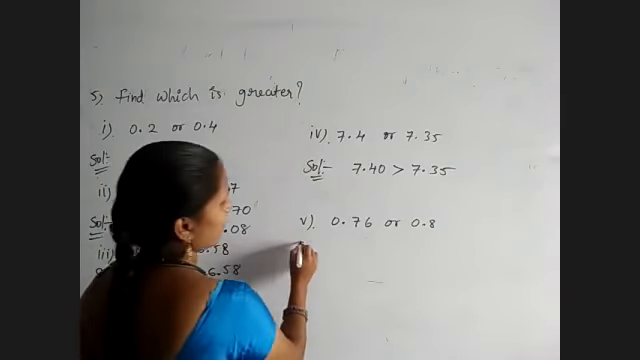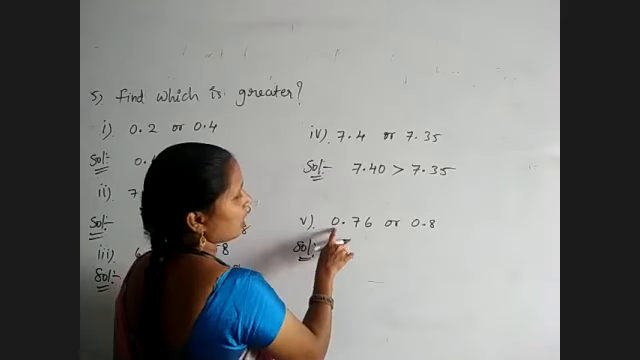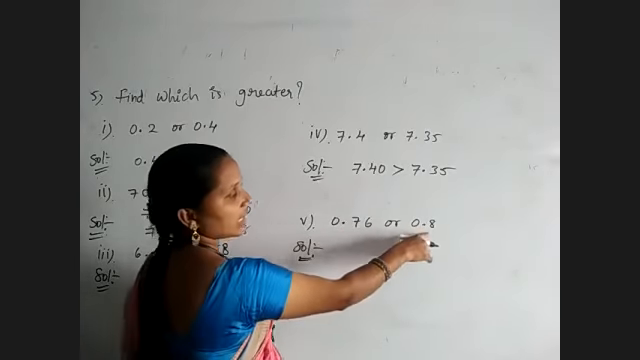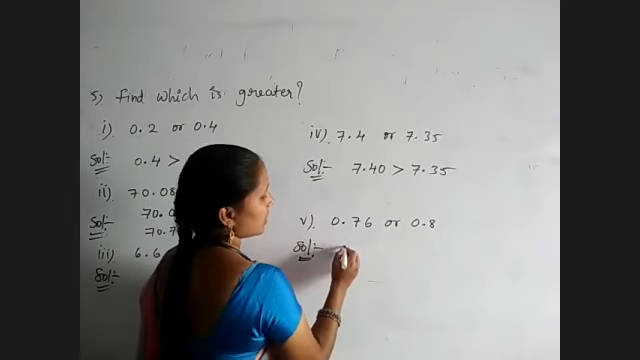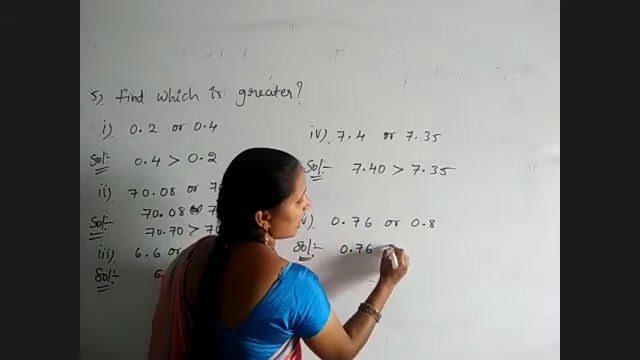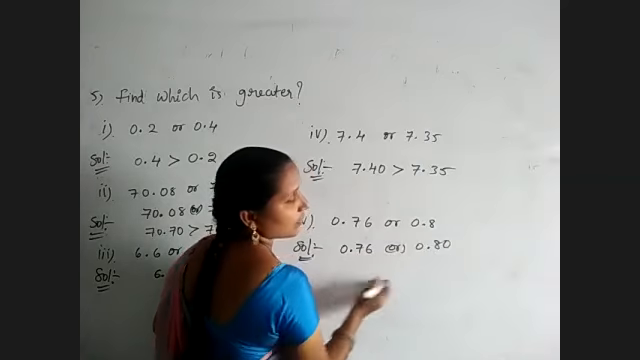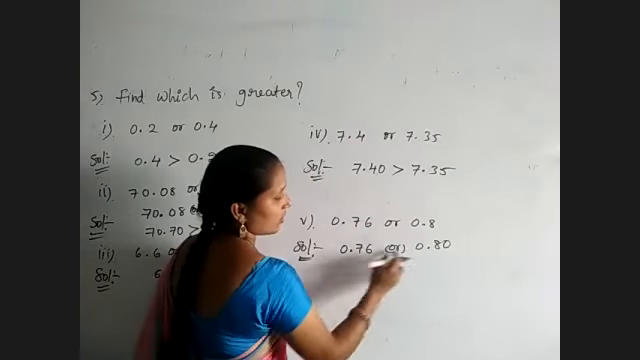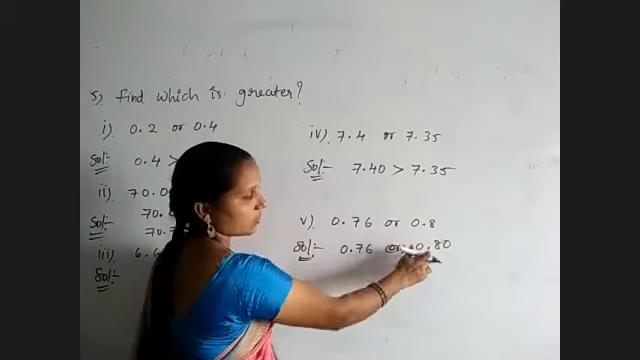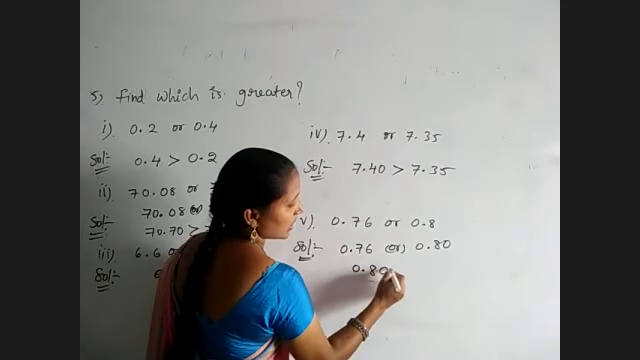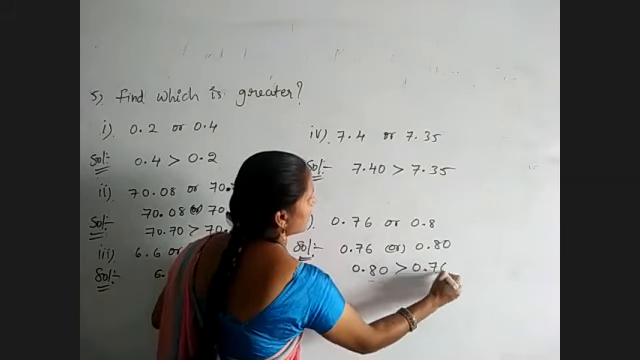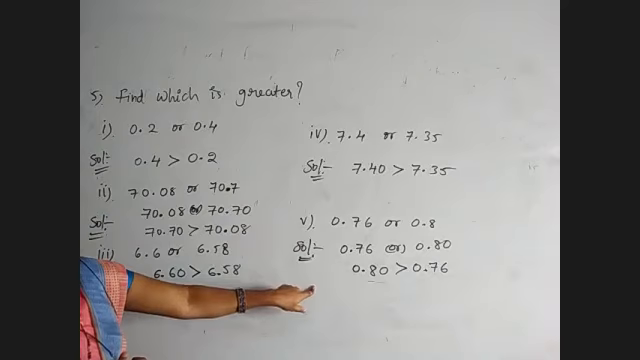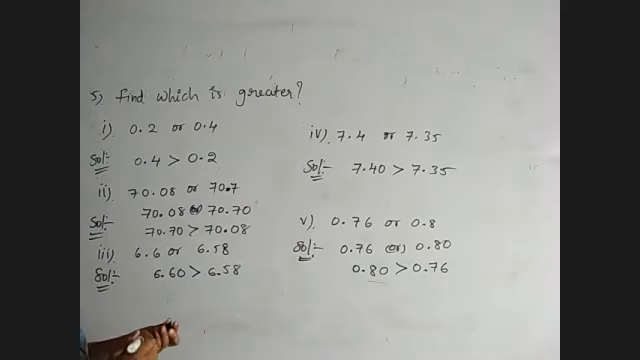And then the fifth problem. Whole number part is the same again. Here two decimal digits are there, but here 7 and here 8. So 8 is more. Means 0.76 or 0.80. First converting to like decimals by keeping 0. Now 7, 6 and 8, 0. 7 is lesser than 8. This one is more. So 0.80 is greater than 0.76. Because here they are asking to choose the greater one, that's why we are writing the greater number first. That's all.